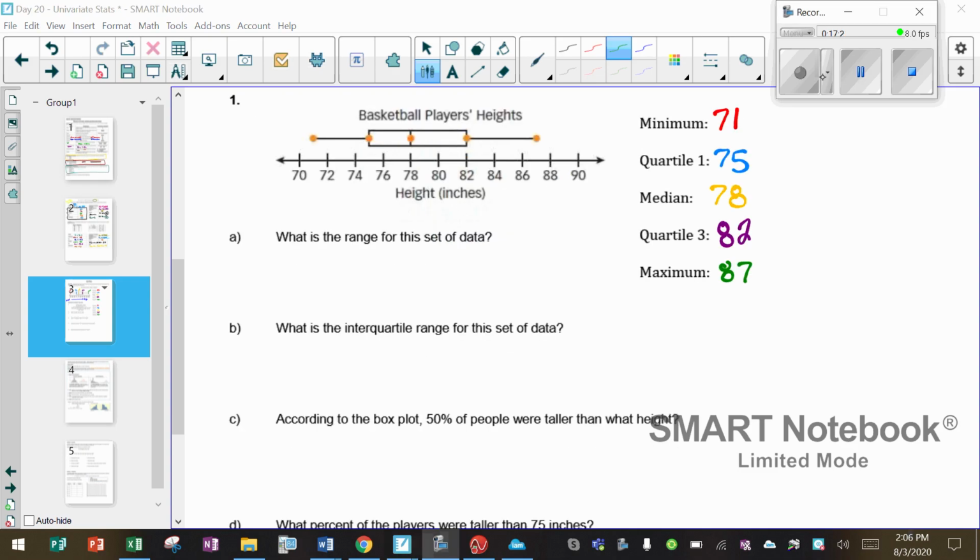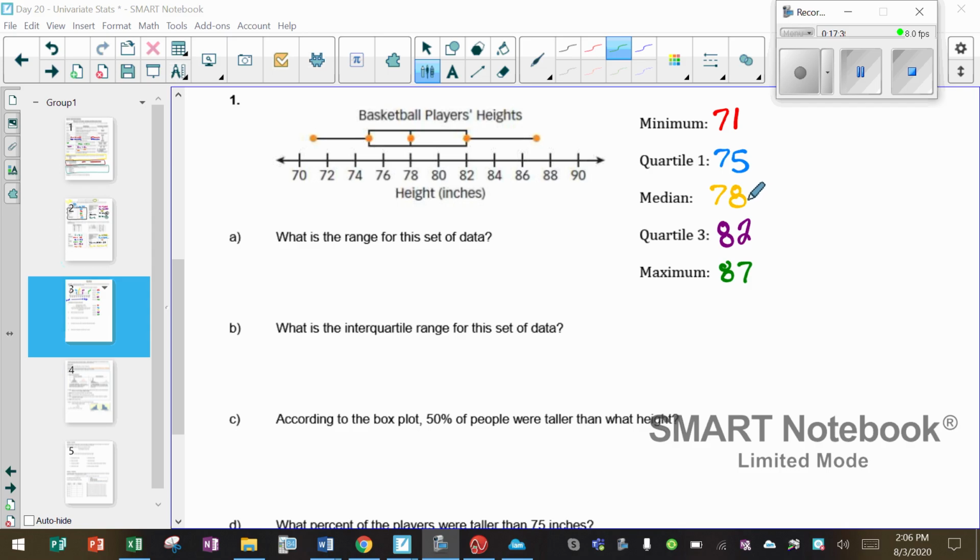So here are your 5-number summary scores. The minimum, the lowest value, is exactly in between 70 and 72. That's why it's 71. The beginning of the box is the Q1, lower quartile. Quartile 1 score is 75 because it's exactly in between 74 and 76.